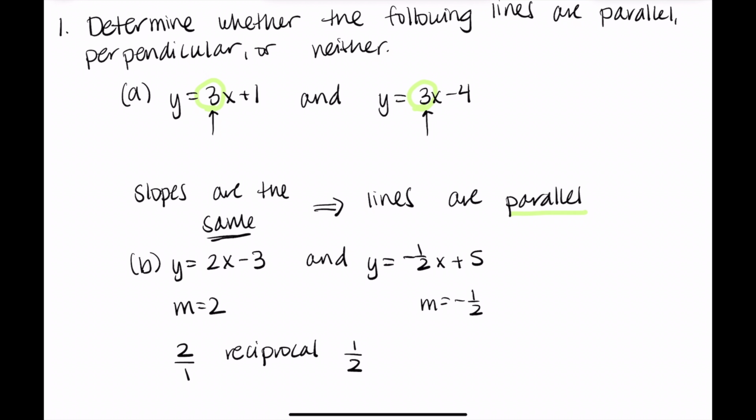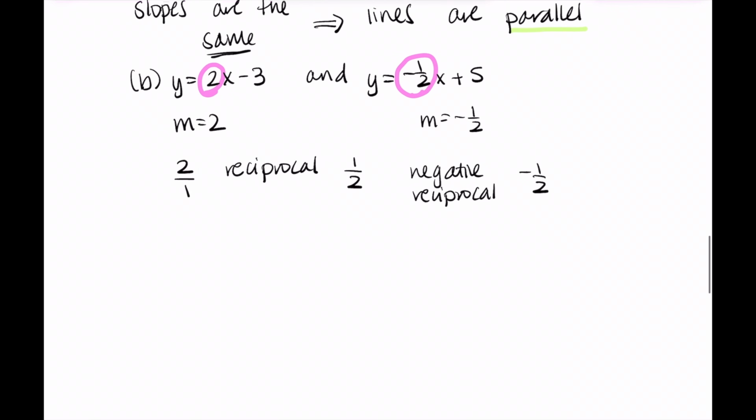So looking at our first slope, it is 2. We know 2, if we wanted to put that in fraction form, is just 2 over 1. The reciprocal, all you do is you just flip your fraction. So if it was 2 over 1, our reciprocal is 1 over 2. And now what we need to do is find the negative reciprocal, so we would just add a negative sign. When we do that, we get negative 1/2.